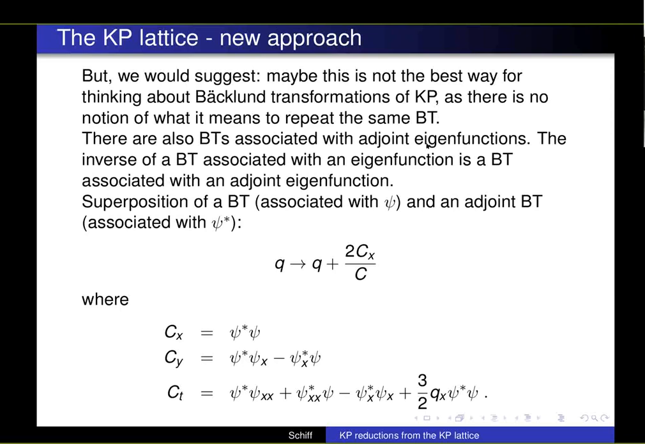There's another reason as well. I've mentioned all the Bäcklund transformations to do with eigenfunctions, but there are also Bäcklund transformations to do with adjoint eigenfunctions. So the inverse of a BT associated with an eigenfunction is a BT associated with an adjoint eigenfunction. Furthermore, in the same way that you can superpose two BTs, you can superpose a BT associated with an eigenfunction and a BT associated with an adjoint eigenfunction. Here are the equations here, but note that it's not quite explicit.